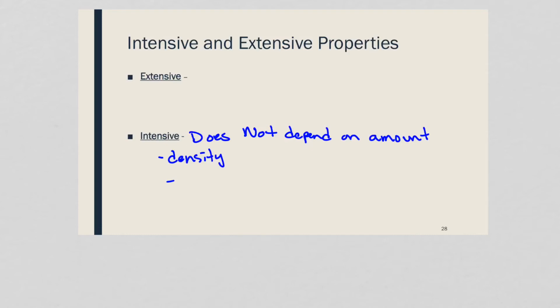Now, intensive properties are often used to identify materials. Because they don't depend on amount, they're often intrinsic to the material, right? So they can be used as ways to identify a material. Now, the contrast to that is what we call an extensive property.